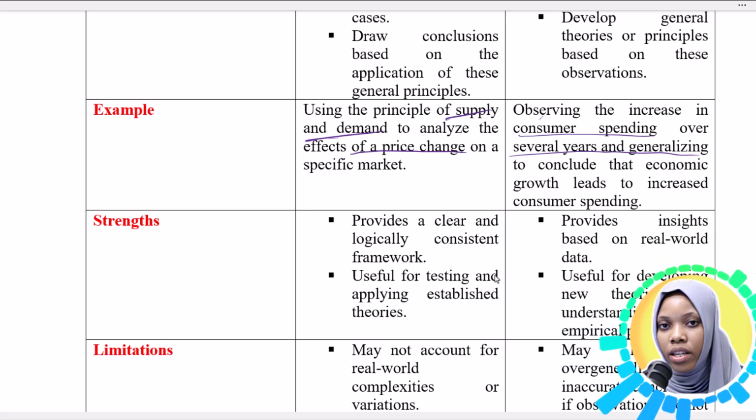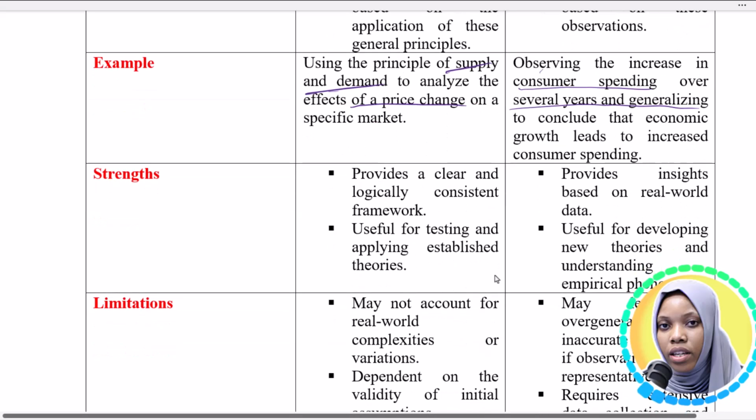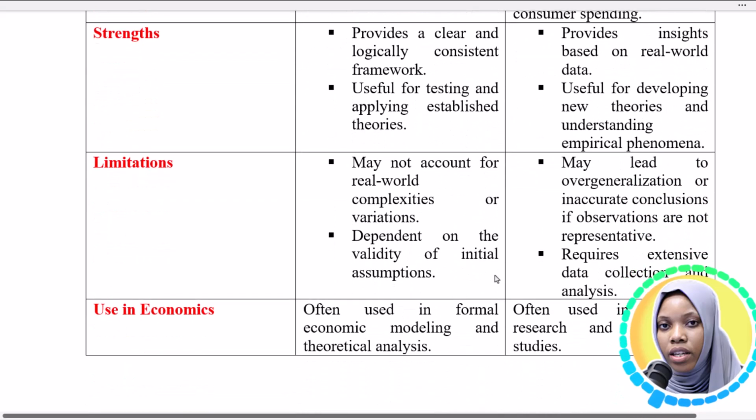And then another difference is on the strengths. The deductive method provides a clear and logically consistent framework, and it is also useful for testing and applying established theories, whereas the inductive provides insight based on real-world data and is also useful for developing new theories.